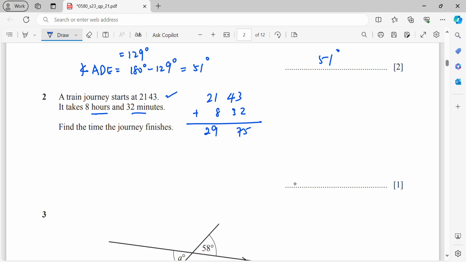Now we know that 1 hour has 60 minutes. So we minus 60 from the minutes and we add 1 hour. Therefore, this is going to be 15 minutes and then 30 hours. And then we know that one day only has 24 hours. Therefore, you minus 24. This is going to be 0615. So that is the time the journey finishes.